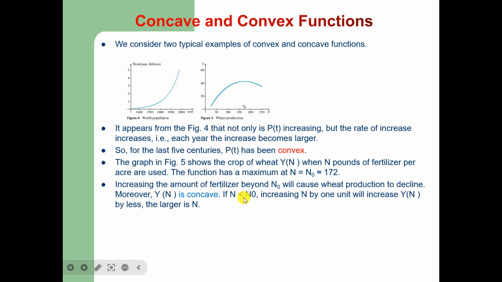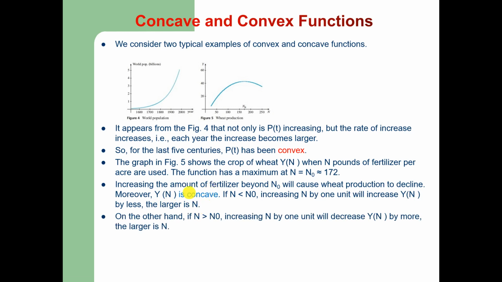If n is less than n naught, then this function is increasing: increasing n by 1 unit will increase production of wheat by less than 1 unit, the larger is n. Similarly, on the other hand, if n is greater than n naught, then increasing n by 1 unit will decrease production of wheat by more than a unit, the larger is n.